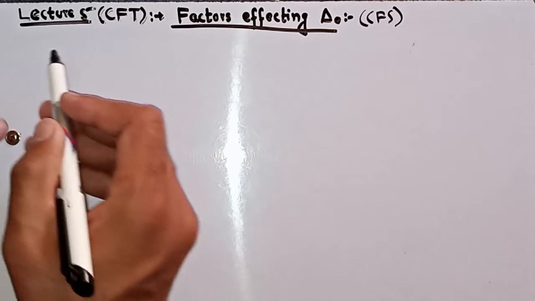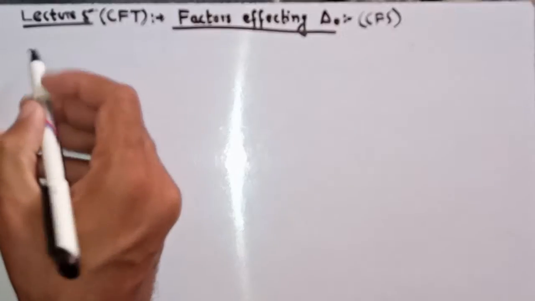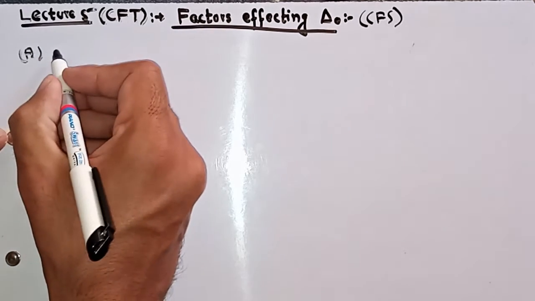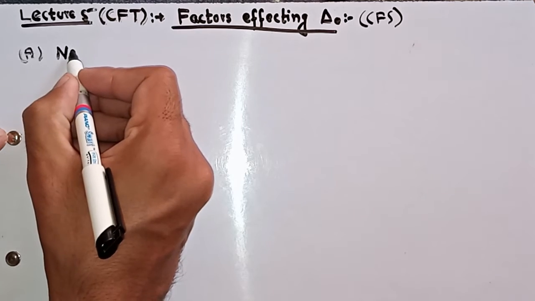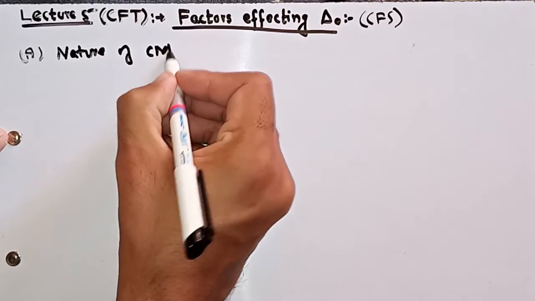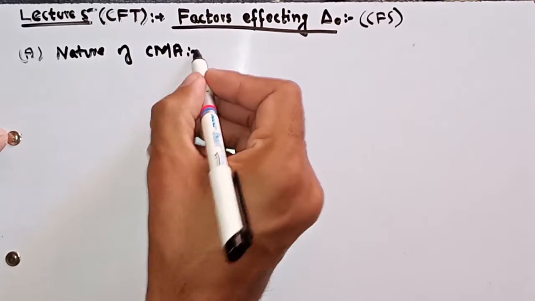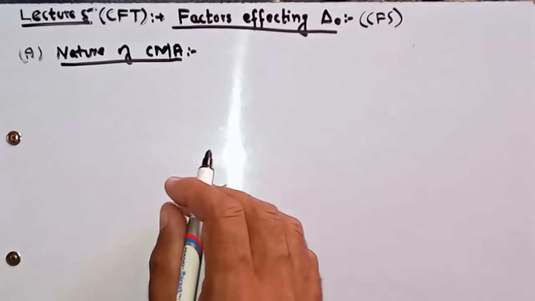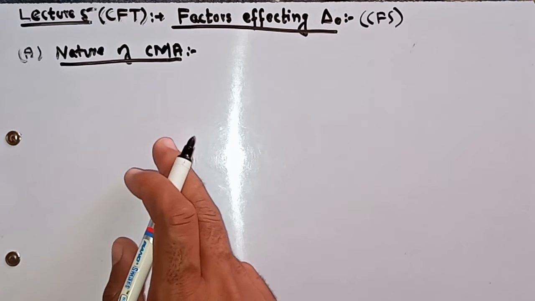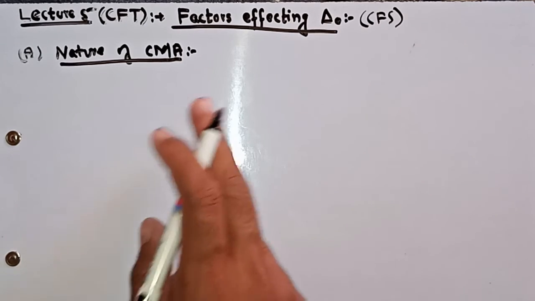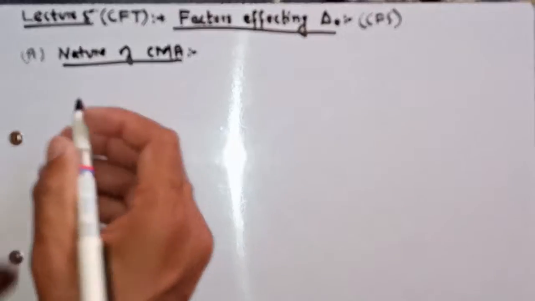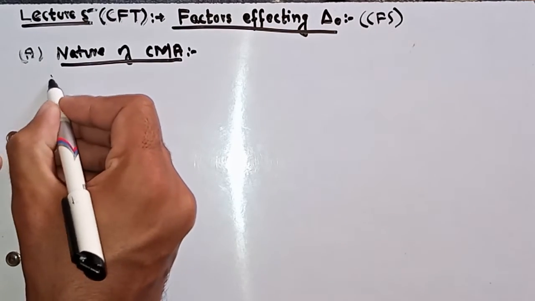In this lecture, first of all, we need to know the nature of the central metal atom, or central metal cation. The central metal cation also has a great effect; it is also a great factor that affects the crystal field splitting.